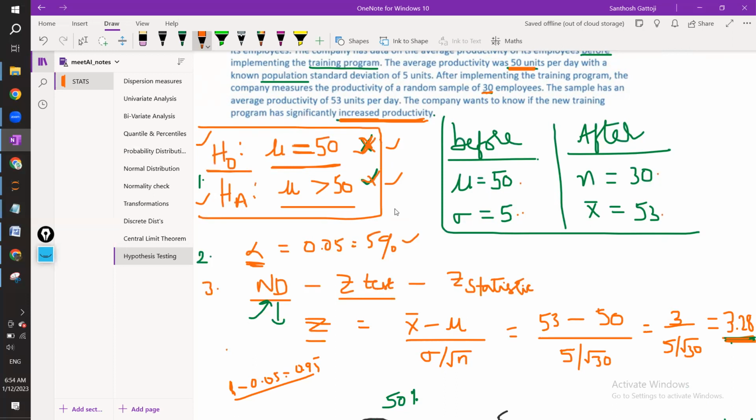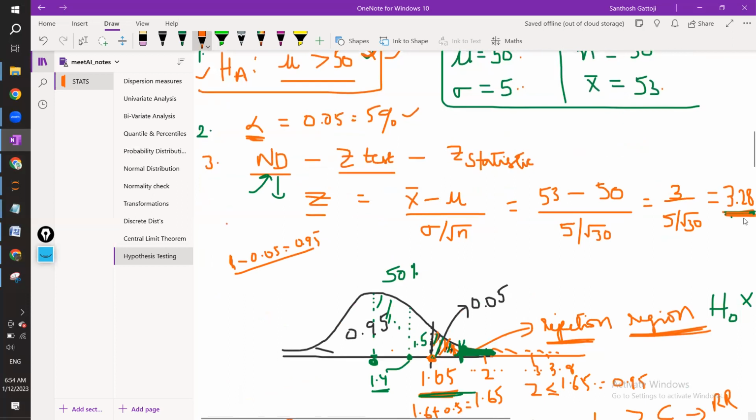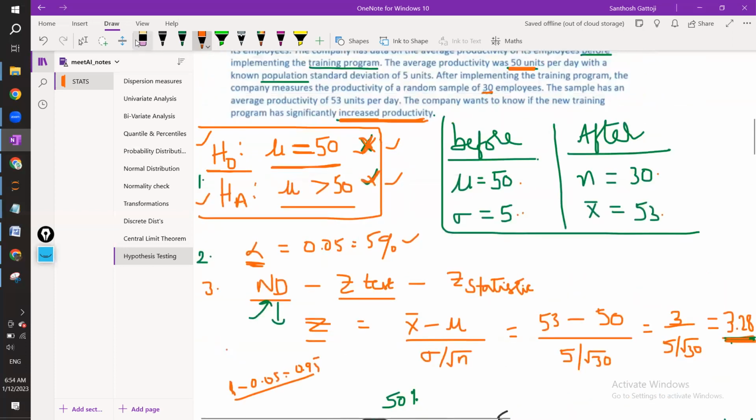But now when you're accepting the alternate hypothesis, what does that mean? Tell me, what does that mean? The null hypothesis is rejected. Yeah, correct. But according to this question, what does that mean? From this example, I'm rejecting the null hypothesis because my test statistic is falling in the rejection region. So I'm saying, hey, I'm going to reject the null hypothesis and accept the alternate hypothesis. So when I'm doing that, what does that mean?